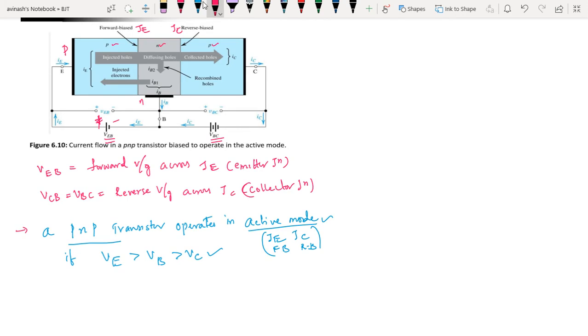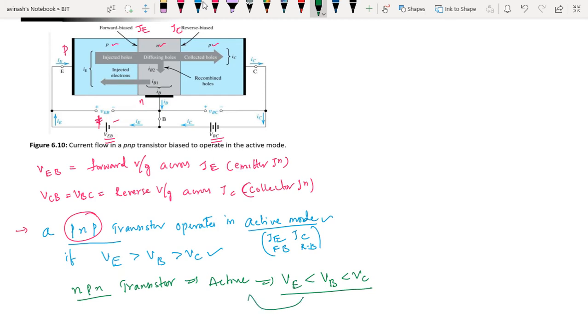For example, if instead of a PNP transistor I consider an NPN transistor operating in active mode, what should be the condition? Just make it reverse. Make the reverse assumptions. VE should be less than VB, which should be less than VC. So this is the condition for an NPN transistor to operate in active mode.